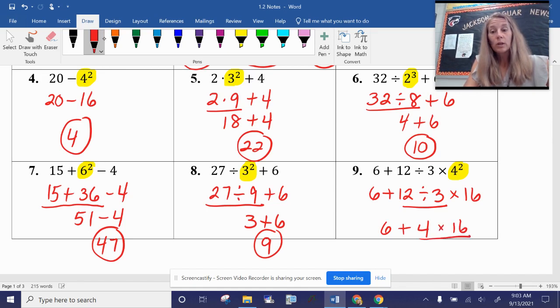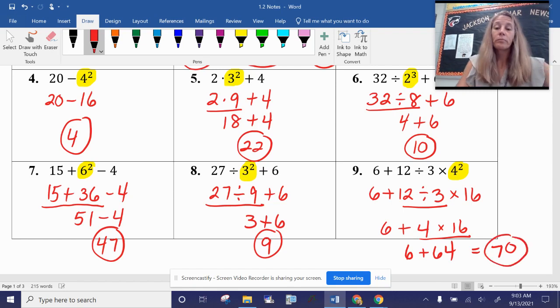Now I'm going to do that multiplication. 4 times 16 is 64. And now I can finish it up with my addition, and I have 70.